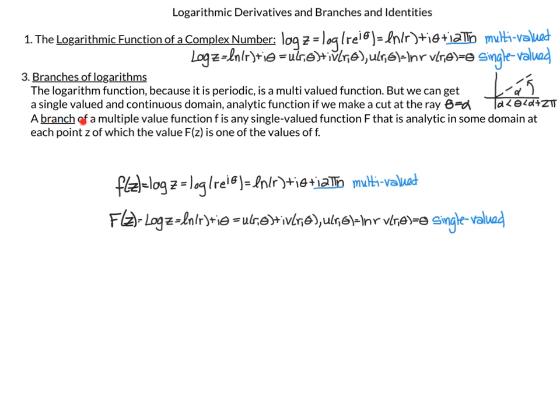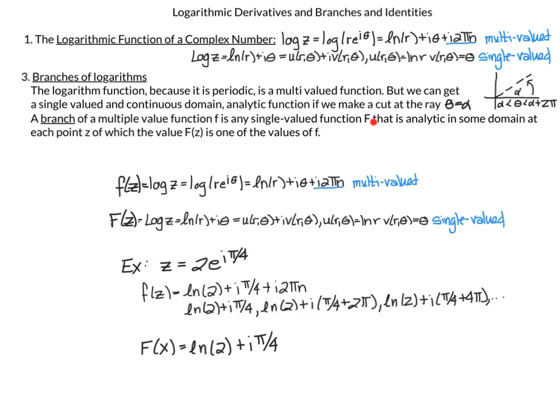And here we say that a branch of a multiple valued function, so is little f. So our multi-valued function, little f, is like the log of z, where we have the natural log of r plus i theta plus i 2 pi n. So that's our little f of z. And the branch is a single valued function, capital F. That's like this capital F here, where we have the branch where n is equal to 0, natural log of r plus i theta. So it is analytic in some domain at each point z, in which the value of F of z is one of the values for little f.